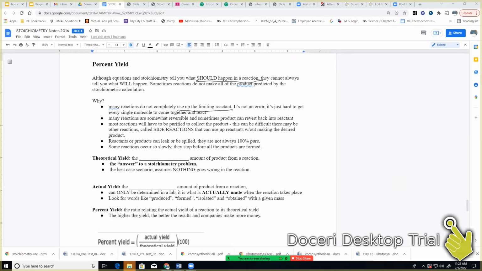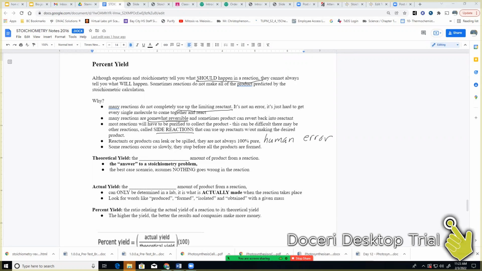Maybe there's not enough energy for that to occur. Maybe the particles are not oriented the right way, but for some reason, not all the limiting reactant gets used up. A lot of reactions are somewhat reversible. So when the product starts building up, it's going to reverse and go back to the reactant. Most reactions will have to be purified to get the product, and that can be difficult to do, or there might be some side reactions going on. And then reactants or products can be leaked or spilled, or they may not always be 100% pure. So that's a human error situation.